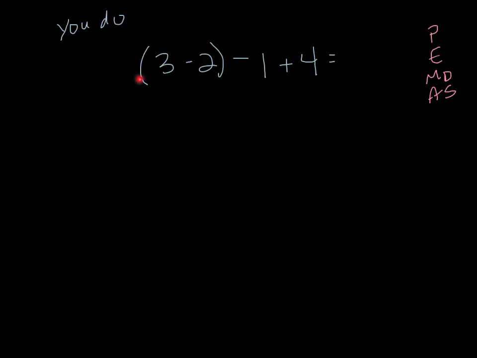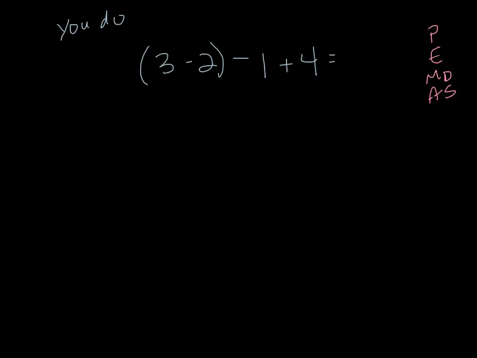We've got parentheses 3 minus 2, subtract 1 plus 4. Put your checklist there. You want to get in the habit of writing your checklist. It doesn't take you that long, and it makes sure that you go in the right order. It takes you seconds to write that down. Push pause, find the answer, push play when you've got an answer.